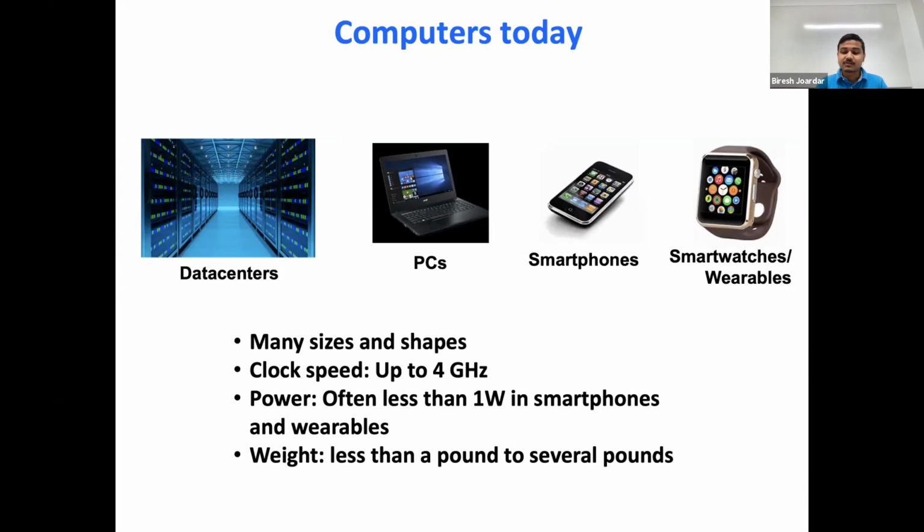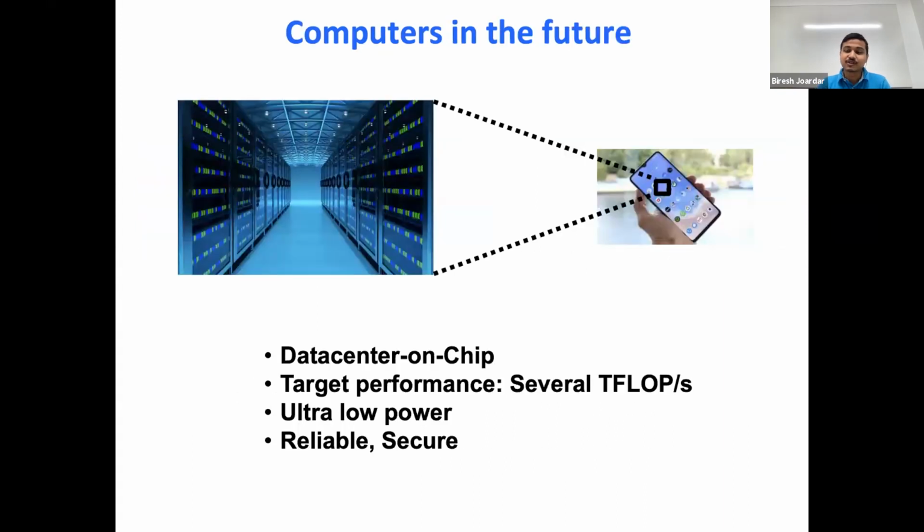And following this trend, we predict that in the future, we will have even more powerful computers. We can have desktop-like computing capability on smartphones, or if we are a bit more ambitious, maybe data center-like computing capability on the smartphone. So in the future, we can expect that our processors can achieve several teraflops per second, and also be ultra low power, very reliable and secure. This is what the future may look like for computing.